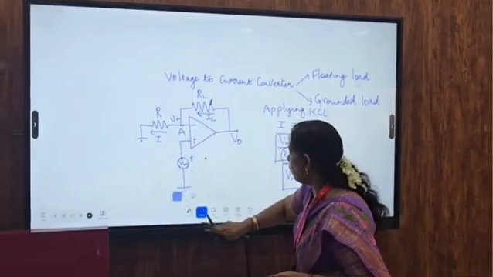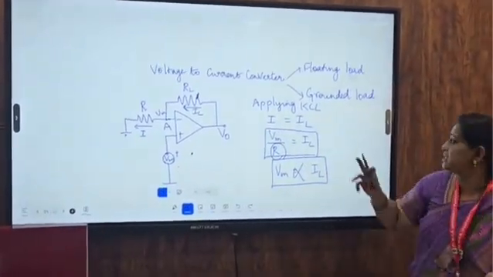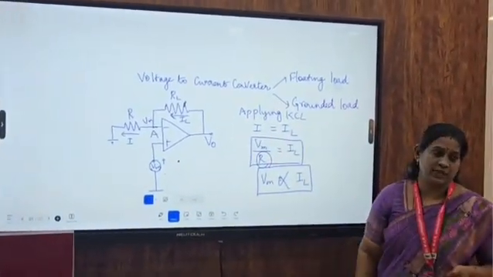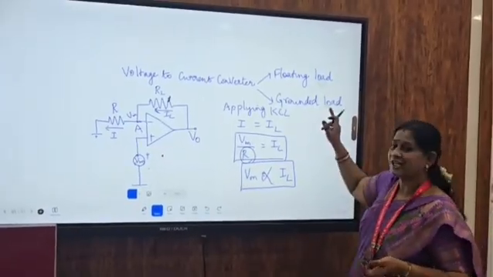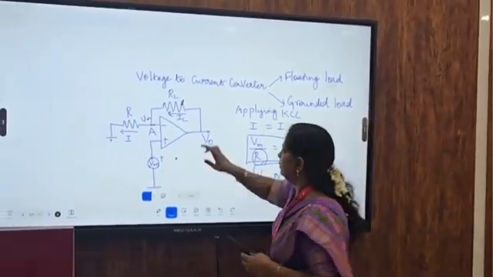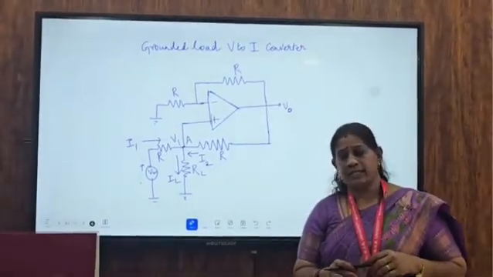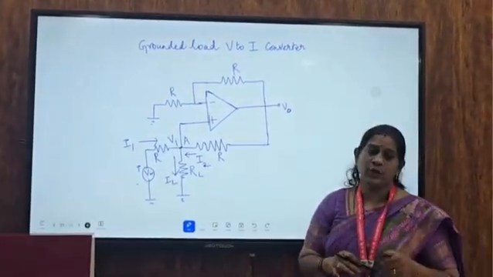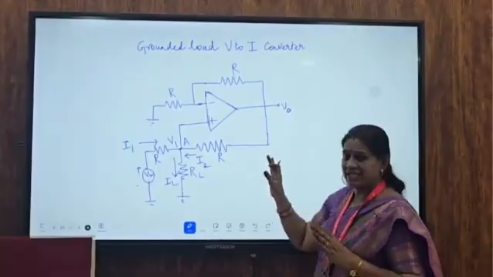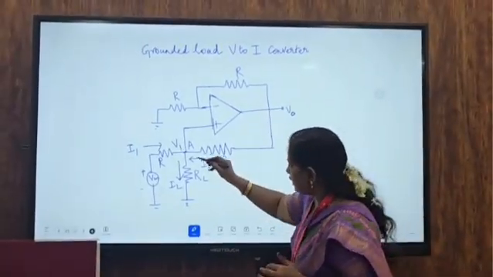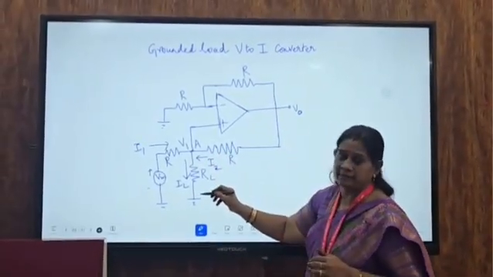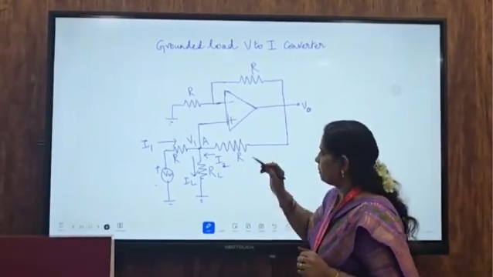I hope you understand this floating load V to I converter. Next, let us move on to the grounded load V to I converter. Students, now let us discuss the grounded load V to I converter. This is the circuit. You can see here the load is grounded. Please take down the circuit.